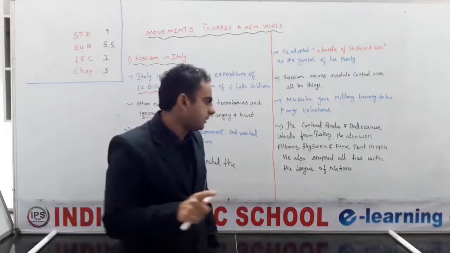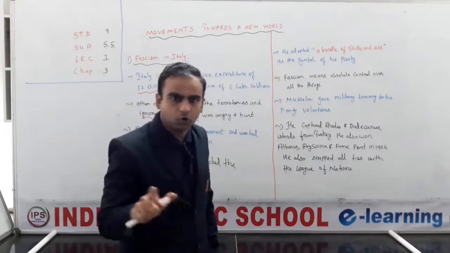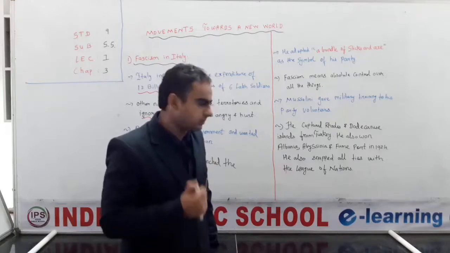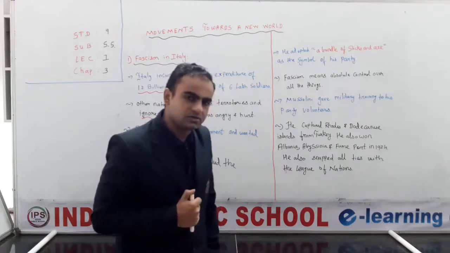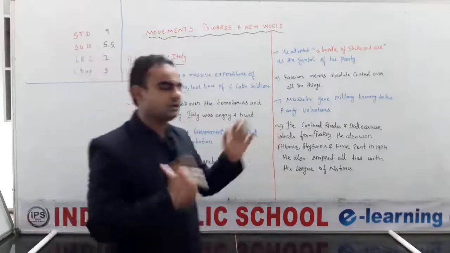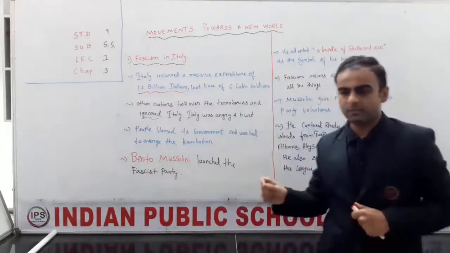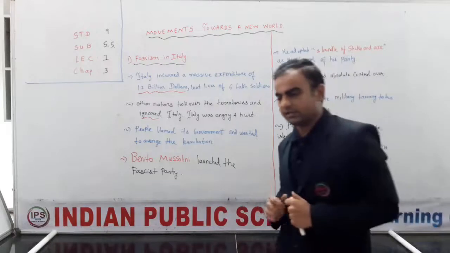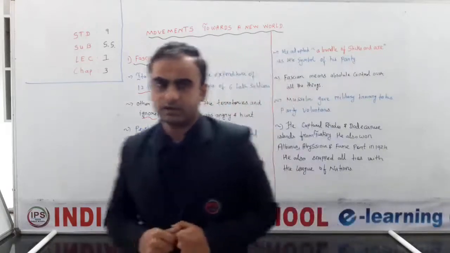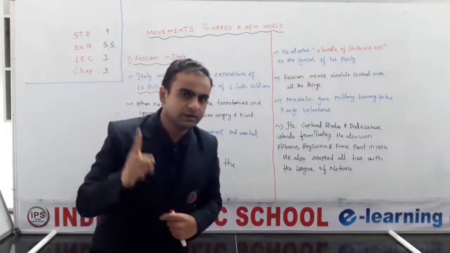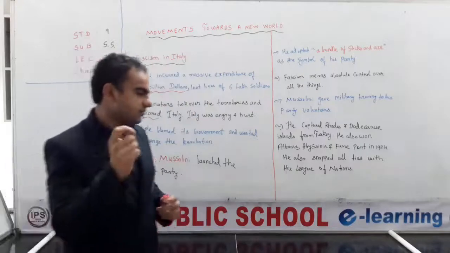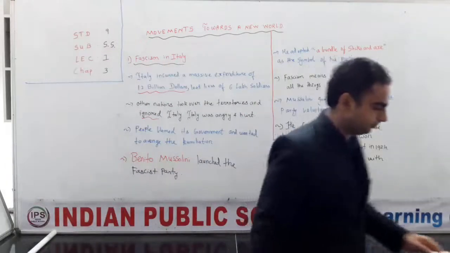He also snapped, meaning cancelled, broke all ties and relationships with the League of Nations. Italy said that we don't need you. The League of Nations is useless for us. So, he snapped, cancelled, broke all the ties with the League of Nations. Which country? Italy. We are talking about fascism in Italy, right?